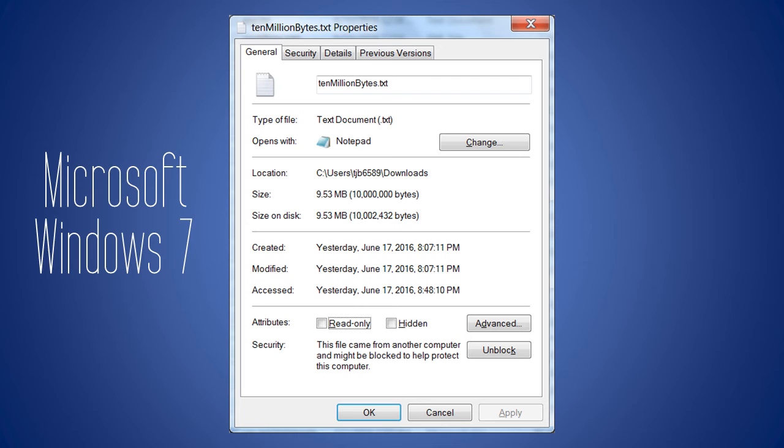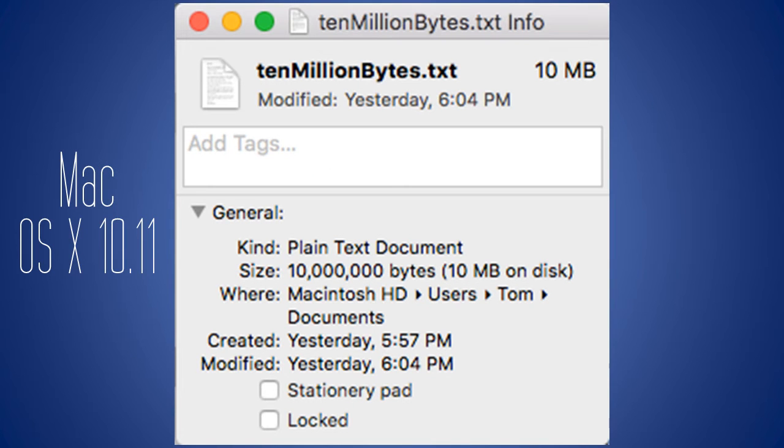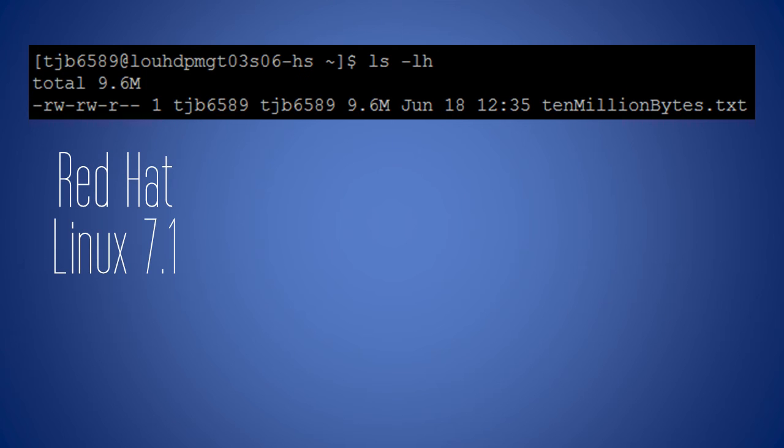When I look at the properties of this file with a Windows operating system, it shows that the file size is 9.53 MB. When I look at the same file's info with a Mac OS, it shows that the file size is 10 MB. And when I look at the same file stats with a Linux operating system, it shows that the file size is 9.6 M. You will not only see size and unit differences among different operating systems, you will also see them within the same OS, and sometimes even within the same app.